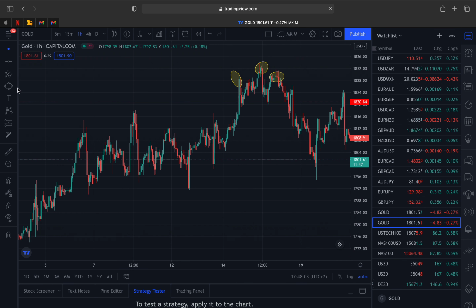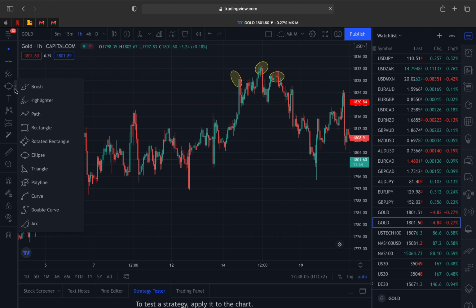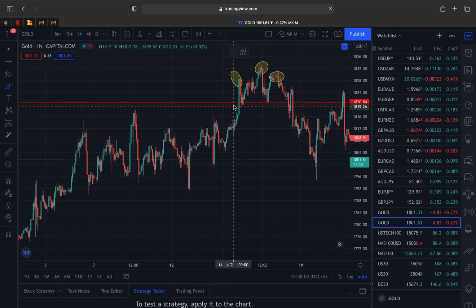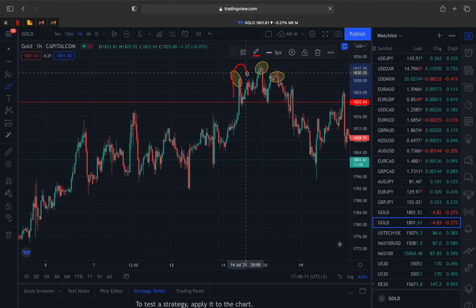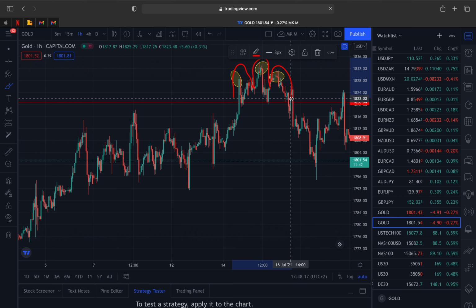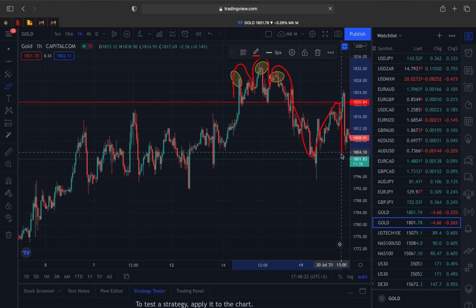And if we just take our drawing tools and draw that, as you can see, there is our head and shoulders. Then the market continues to drop, retests that neckline, and drops again. So that's how we draw our neckline.